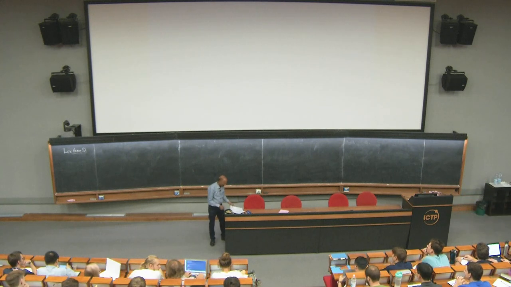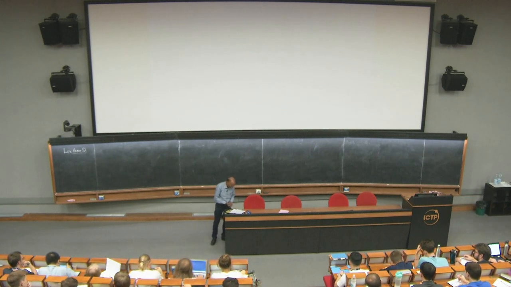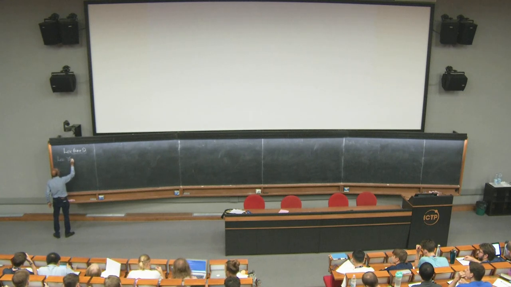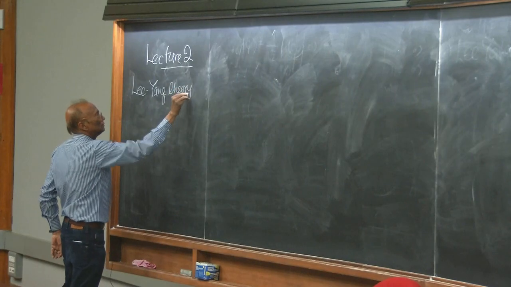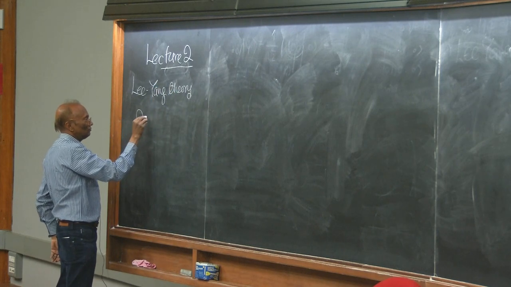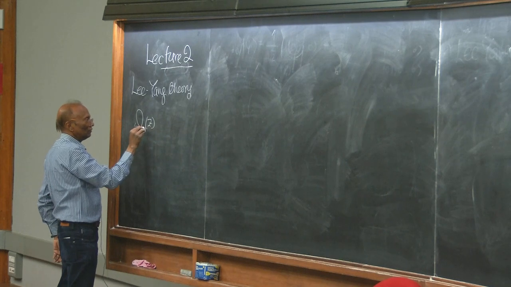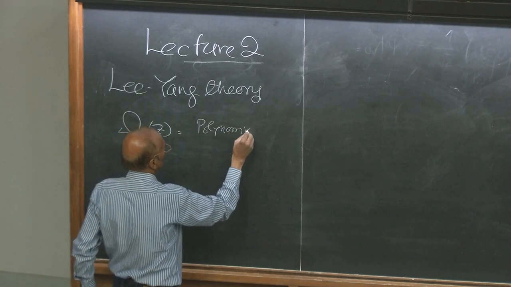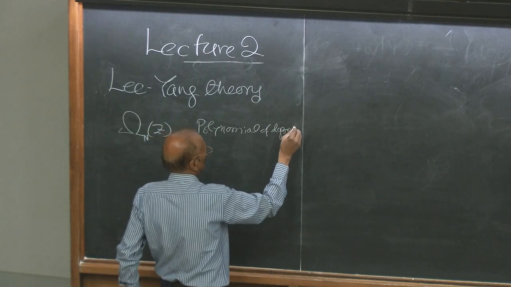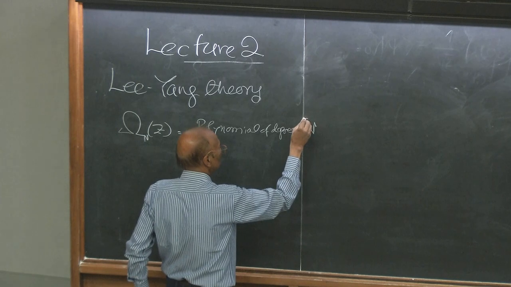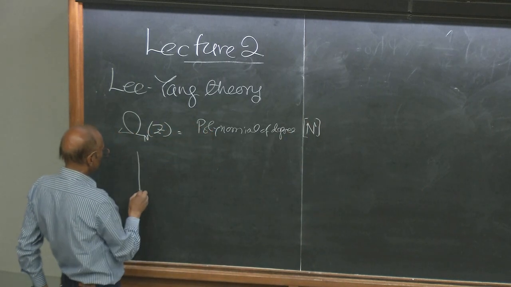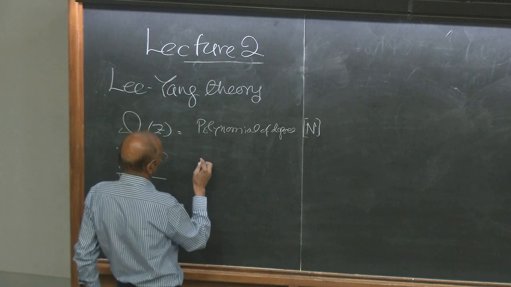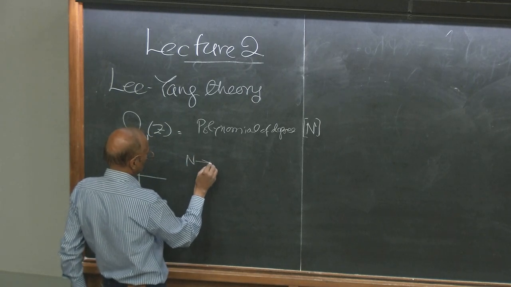Okay, so we have been discussing the Lee-Yang theory of phase transition. So let me just recapitulate the main points. So we said that there will be a grand partition function omega of z, which depends on the volume of the system n. It's a polynomial, with degree proportional to n in general, but let us just say n. And then if we look at the zeros of this polynomial, they typically lie on some curves. And then n goes to infinity limit.